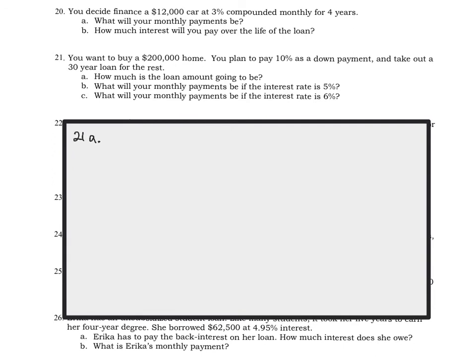Well, there's a couple of ways we could go about this. We need to figure out how much the down payment is. So I need 10% of $200,000. So we know anytime we're finding a percent of a number, we change the percent to a decimal. Of generally means multiply. Okay, and then so we get $20,000.